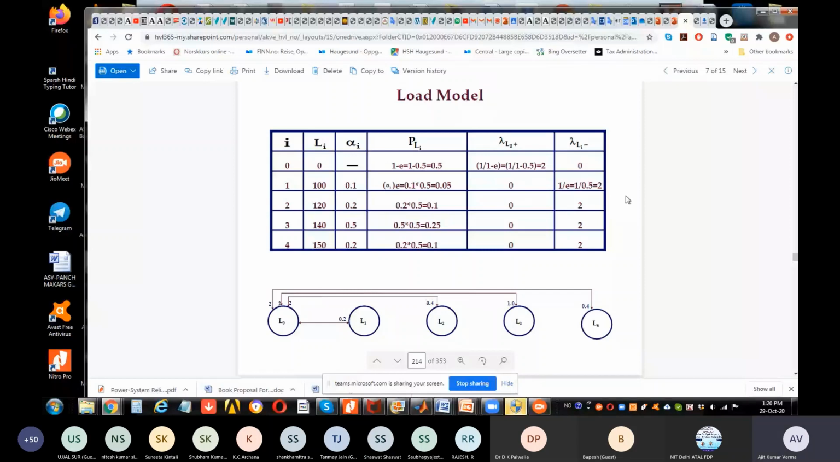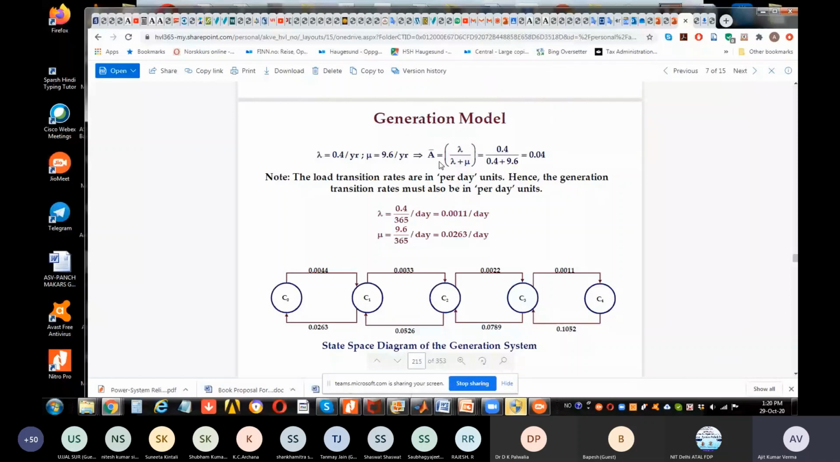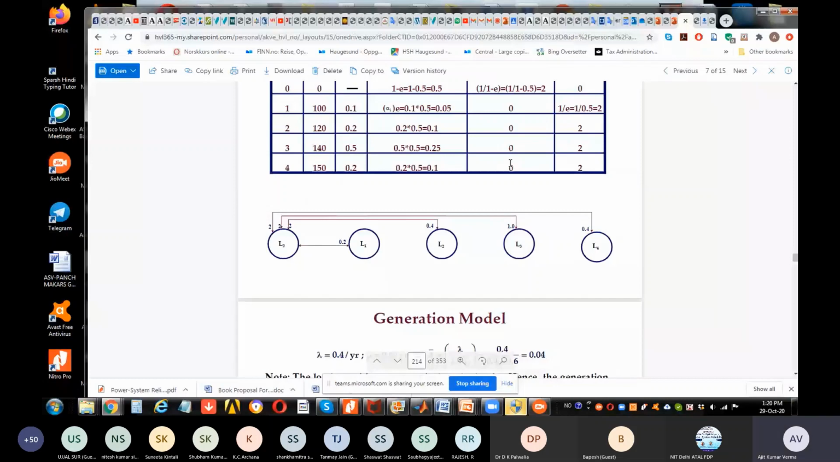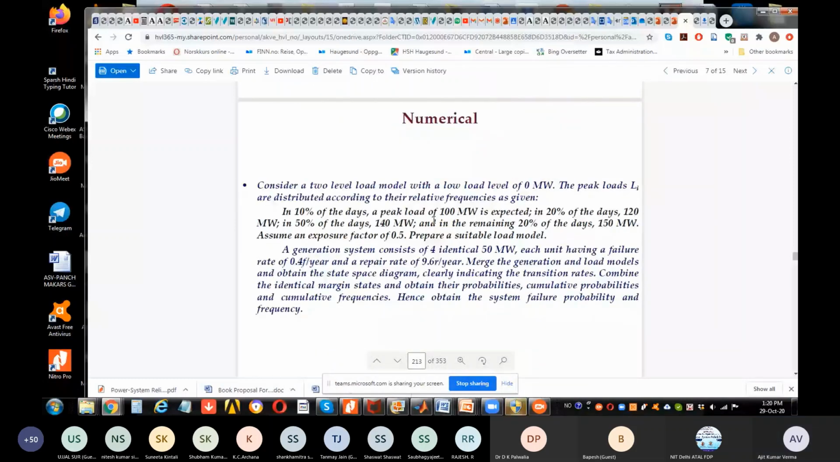Now let's look at the generation model. In the generation model, we have been able to calculate the forced outage rate. The unavailability is 0.4%. And the load transition rates are in per day units. Generation transition rates must also be in per day units. Okay, so 0.04, because the load is in per day unit, that's what we have seen earlier: 10% of the day, 20% of the days, 50% of the days, 140 megawatt, or remaining 20% of the days, and so on.